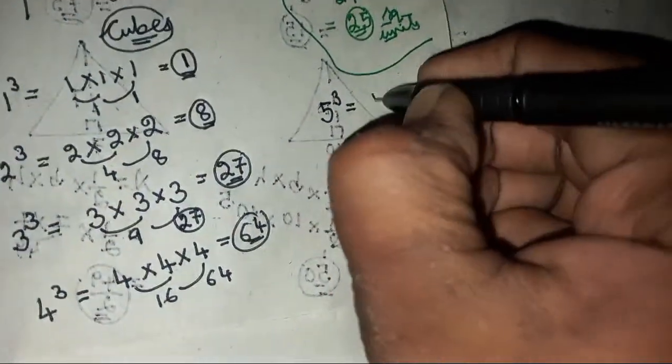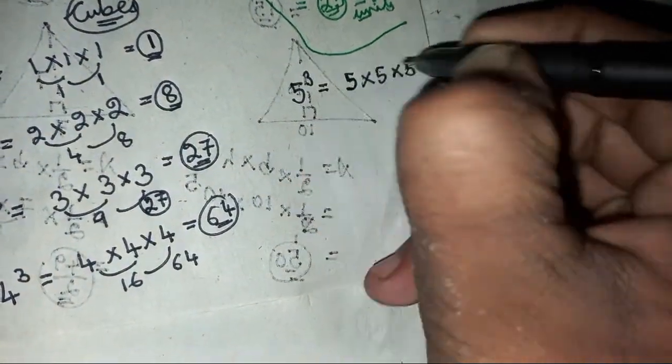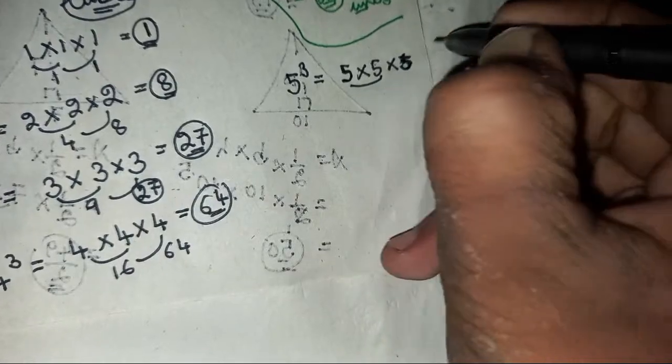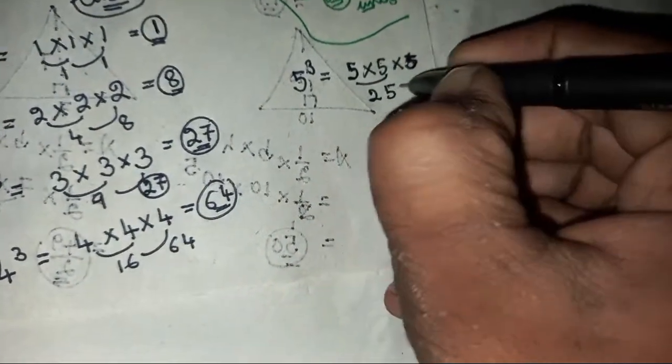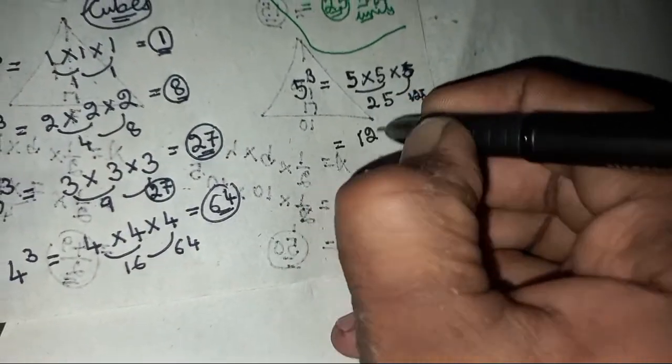Let's do another one, which is 5 cube. 5 cube means 5 times 5 times 5. Here 5 times 5 is 25. 25 times 5 is 125. It is equal to 125.